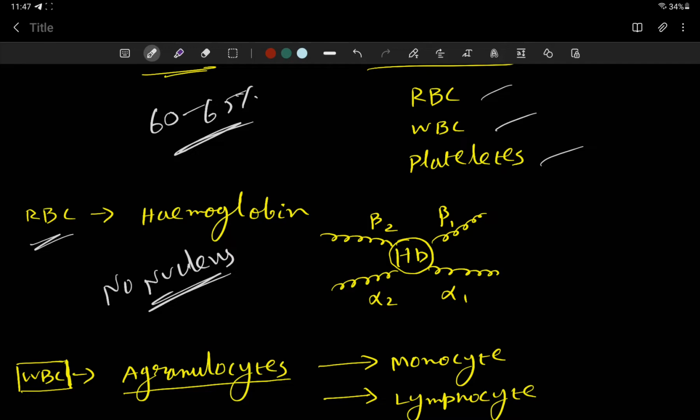In the structure of RBC, hemoglobin is present, and a simple hemoglobin has 4 chains: 2 alpha chains and 2 beta chains. Each individual chain carries 1 oxygen with it. That's how the hemoglobin present in the RBC helps in carrying oxygen.